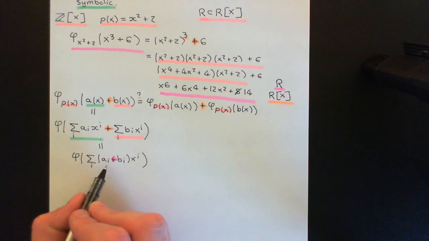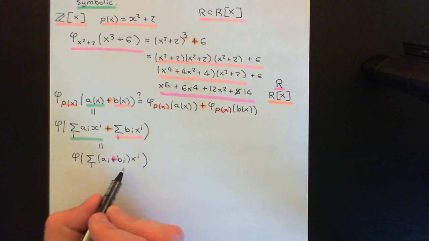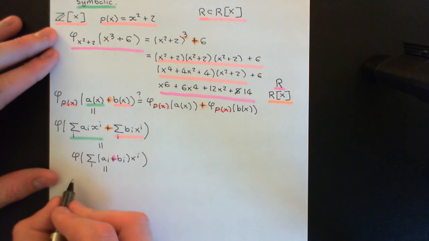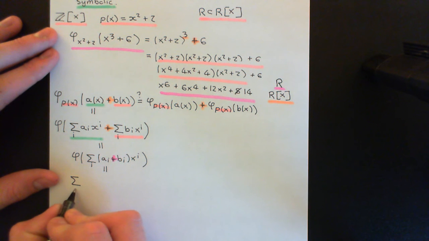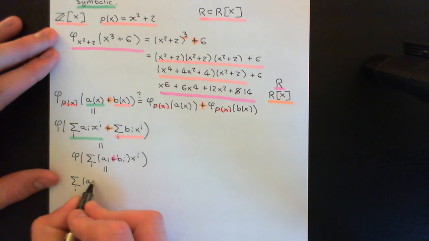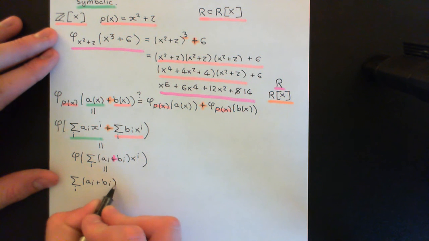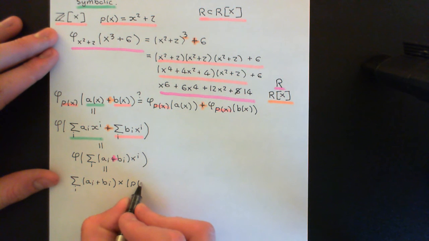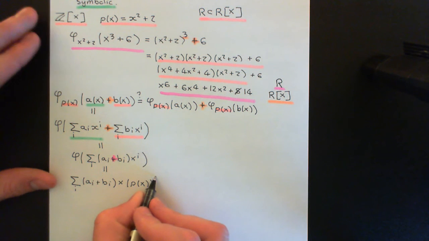So now let's just apply the definition for what phi of this is going to be equal to. Okay, so phi of this is going to be equal to, now we just apply the definition, it's going to become the real sum, the sum in the ring of polynomials, and we'll have the coefficient a_i plus b_i here, okay, and then it will be multiplied by the polynomial p of x to the power of i.